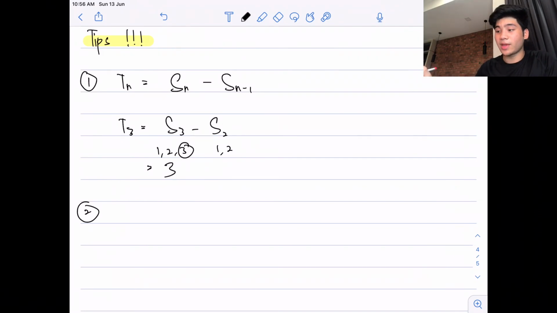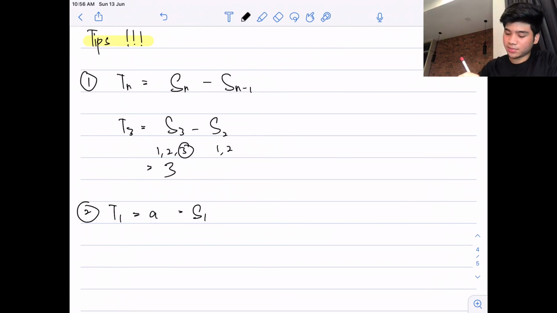Right, number 2. As we know, term 1 is equal to a. It's also equal to S1, the sum of the first term. Because if you think about it, the sum of the first term is the first term, because you're not adding it with the term of 0, right? That doesn't make sense. So that's my second tip. Just something good to know in case.